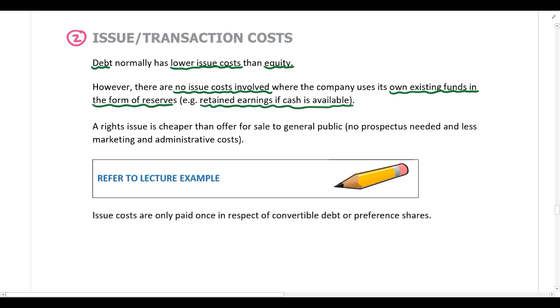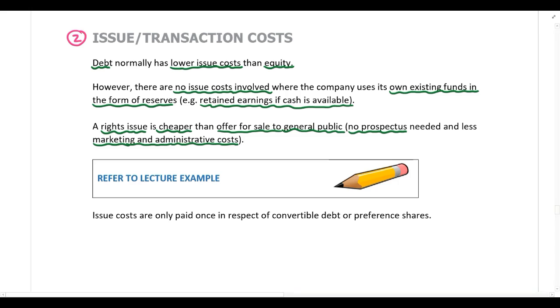Then it's also important to note that a rights issue is cheaper than an offer for sale to the general public. So guys, a rights issue is where the company sells shares to existing shareholders only. So the general public can't buy shares, only existing shareholders can buy shares. And because they are selling shares to existing shareholders only, they won't need a prospectus, and the marketing and admin costs will be lower. So as a result of this, a rights issue is cheaper than an offer for sale to the general public.